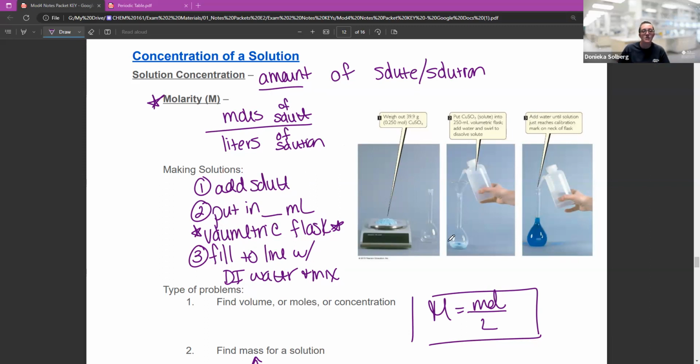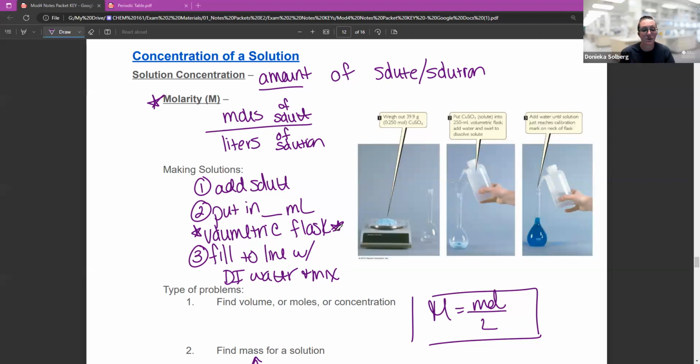Now you put that solid into what is called a volumetric flask, this flask right here. This is a very specific type of flask that we use when making solutions. Anytime you need to make a specific concentration, you should use a volumetric flask. What size depends on how much you want to make. If I want to make 250 milliliters, I use a 250 milliliter volumetric flask. If I want to make 50 milliliters, you would put it in a 50 milliliter volumetric flask. They have all kinds of sizes, but you have to make exactly what that volumetric flask is made for.